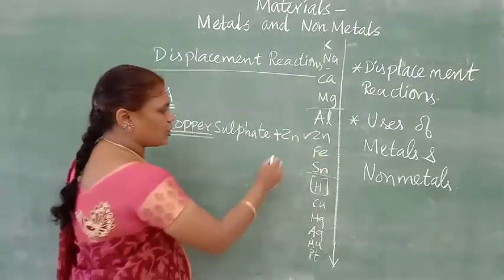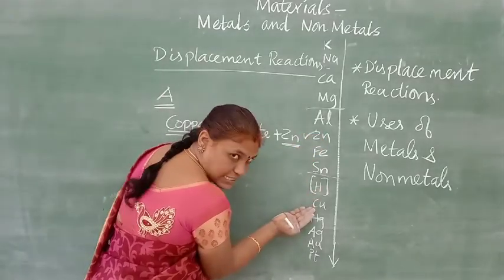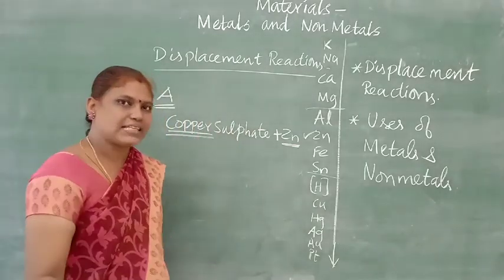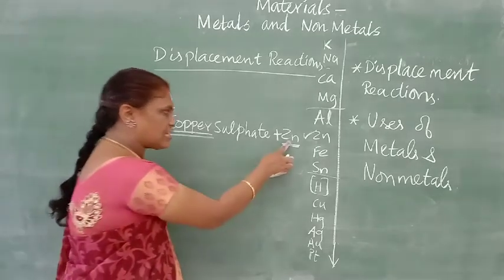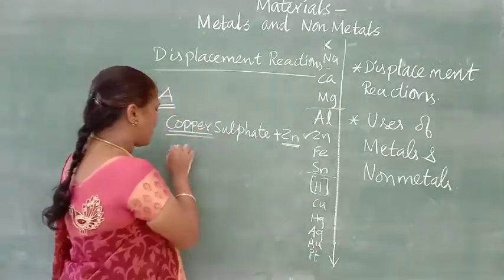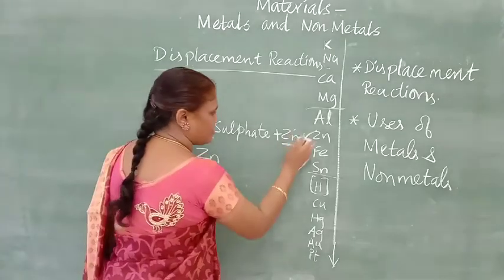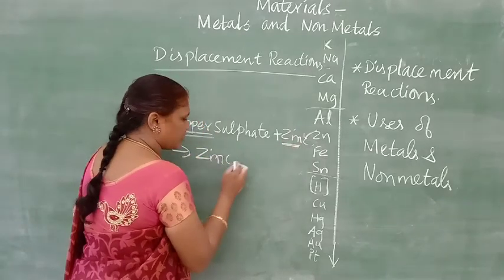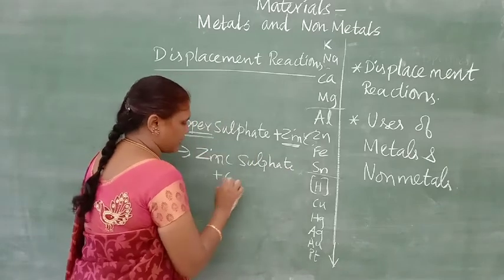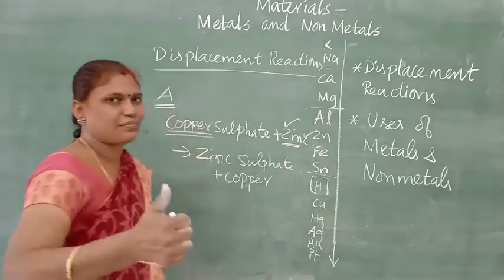Can you understand? Zinc is a metal which is high reactive. The copper is less reactive, which is taken as a salt solution. Can the reaction take place? Yes, the reaction can take place. Zinc can displace copper from its copper sulfate solution. So the answer is zinc sulfate. I can write zinc plus copper sulfate gives zinc sulfate. What will be given out? Plus copper.